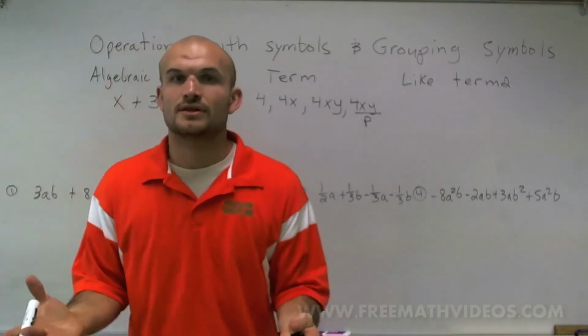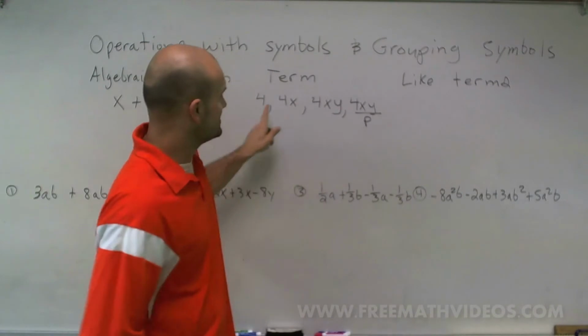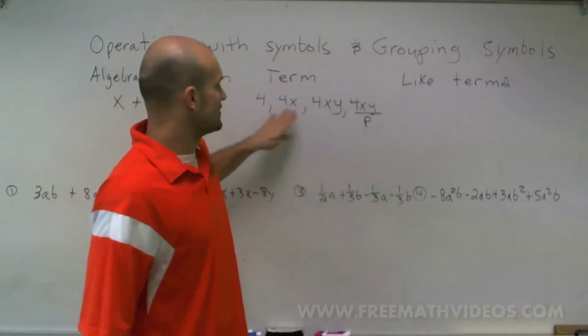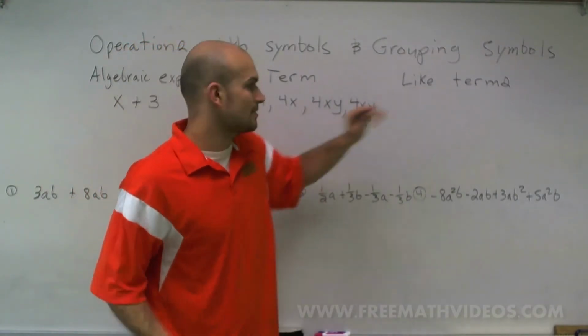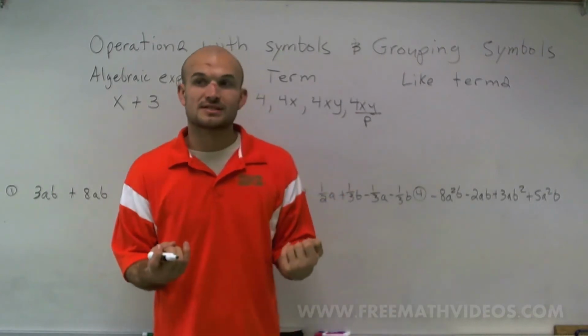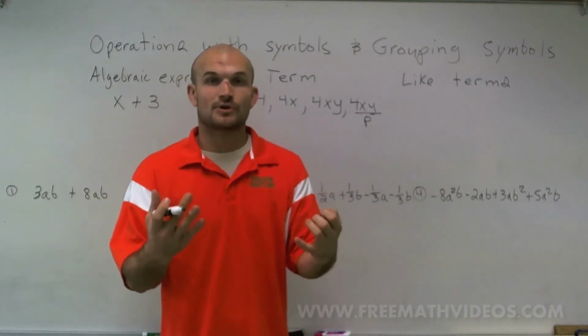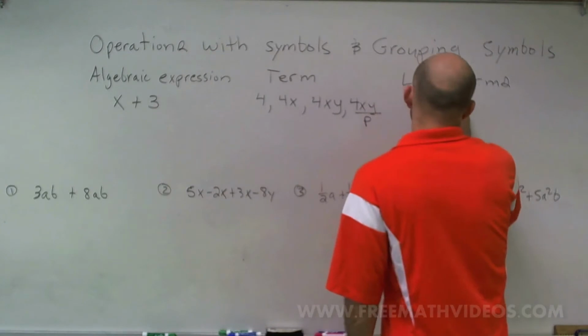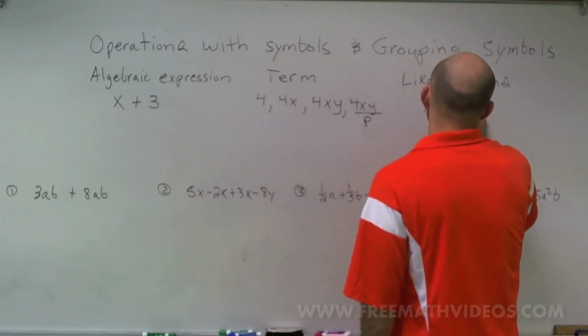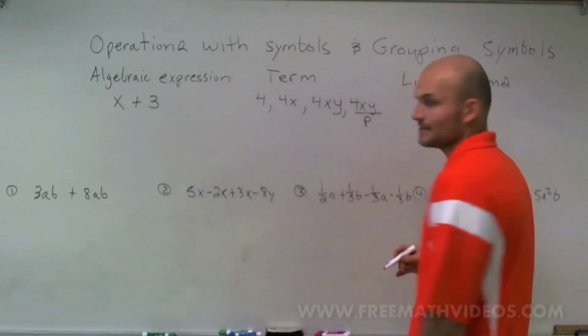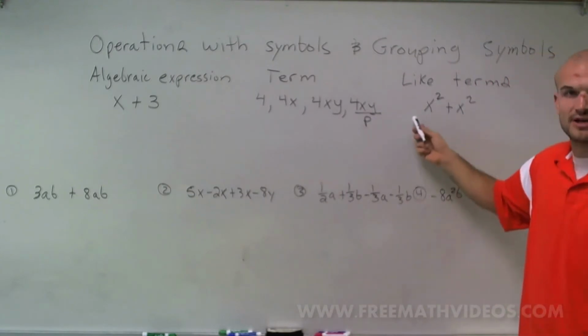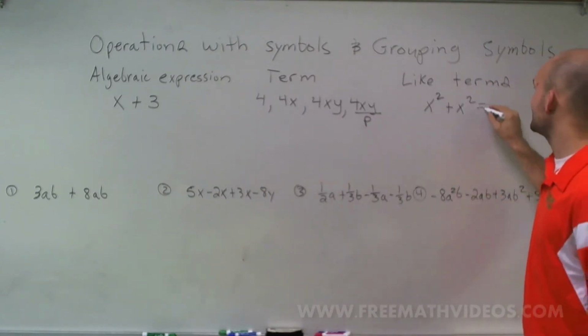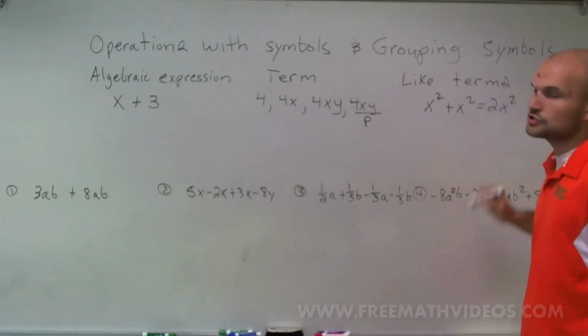Now, the important thing we need to understand about terms is these are all different terms. So therefore, they're not like terms. And what I mean by like terms is when the variable is the same, or the variable and the exponent are exactly the same. Therefore, if I have x squared plus x squared, since these are the same variable to the same exponent, I can combine them and say that is 2x squared.